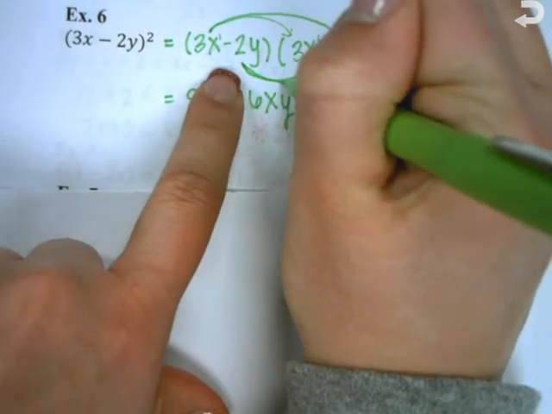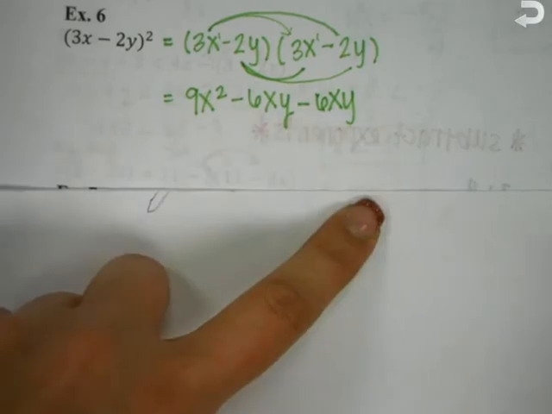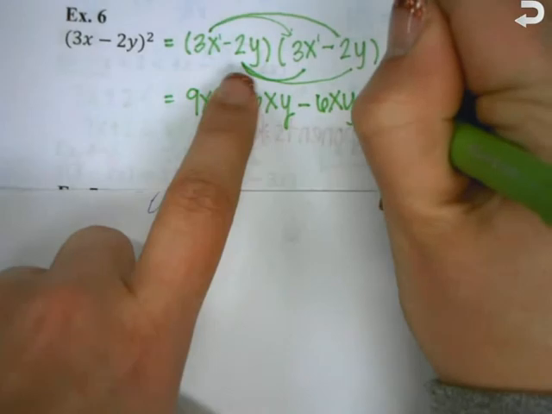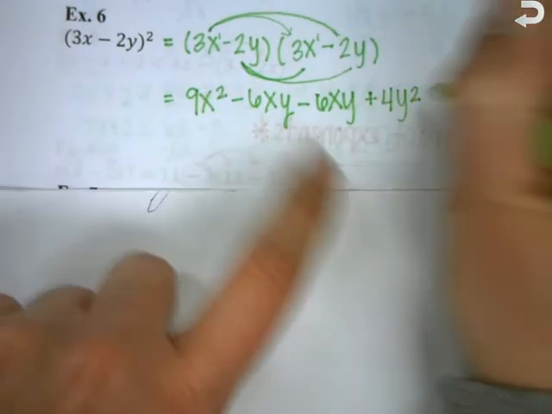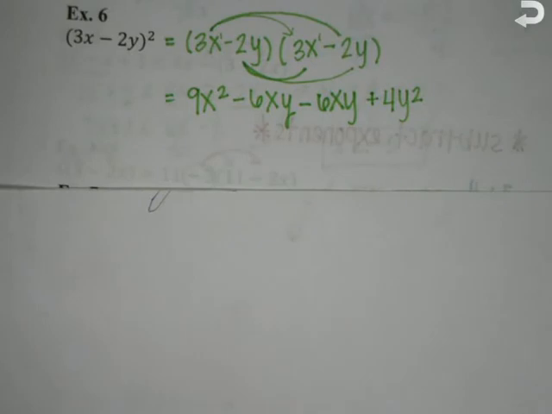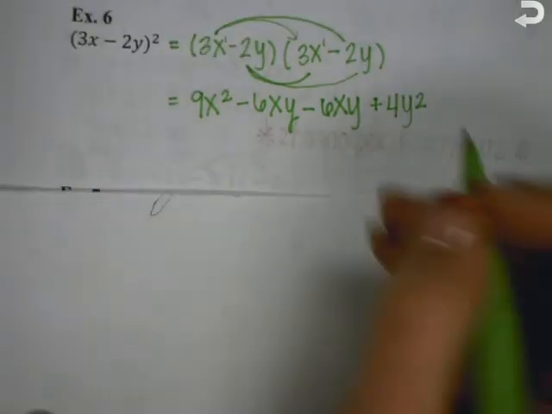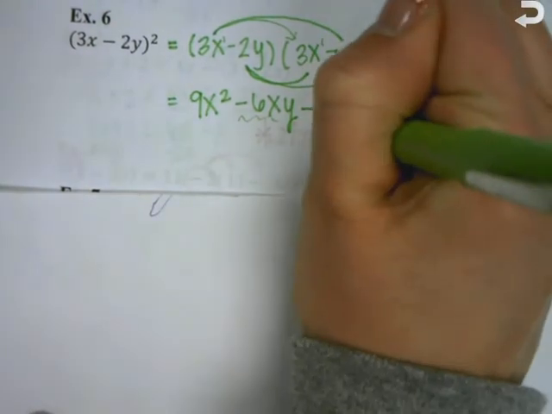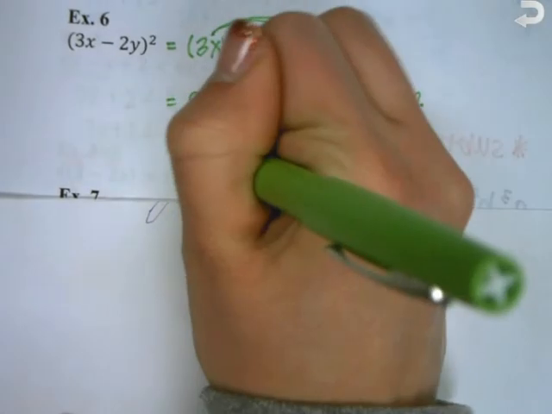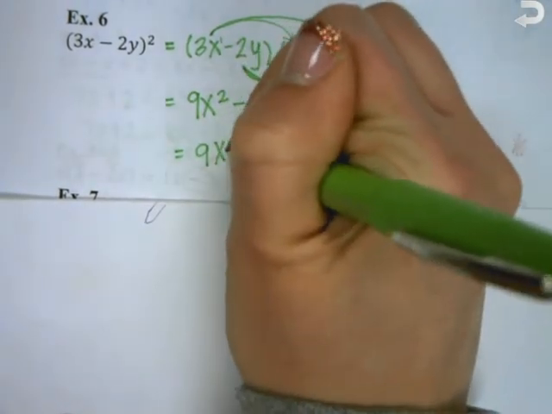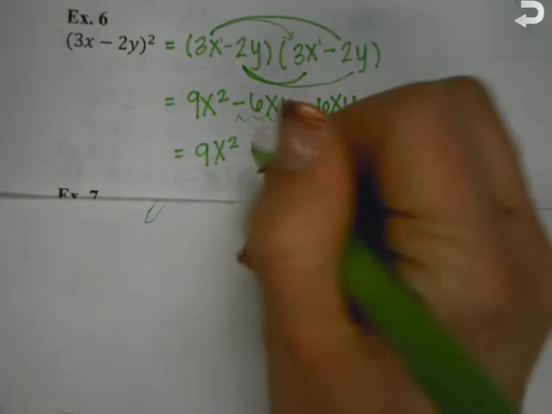Positive 4y squared. Am I done? I can combine like terms. What is negative 6xy minus 6xy? Negative 12xy. So my answer is 9x squared minus 12xy plus 4y squared.